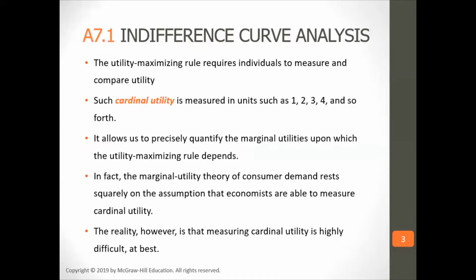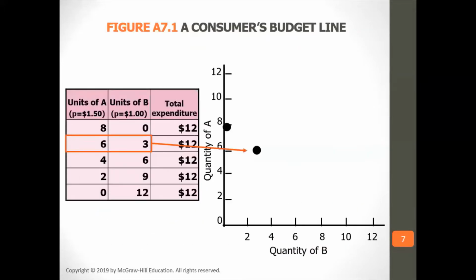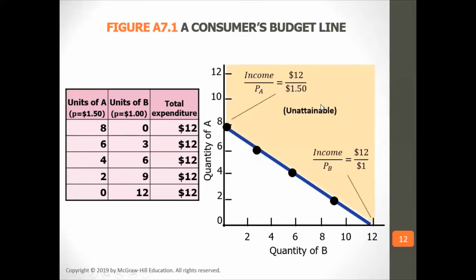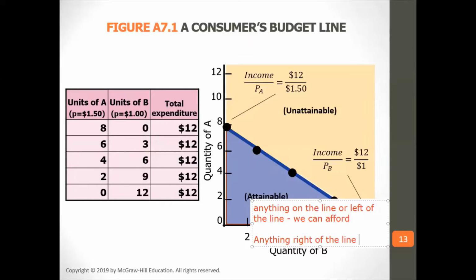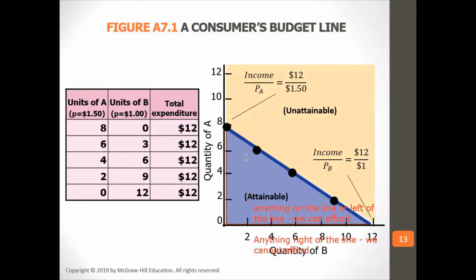So we're gonna go through this right now. This is the budget line. Anything on the line or left of the line, we can afford. Anything right of the line, we cannot afford. So we can buy anything at the line or below.